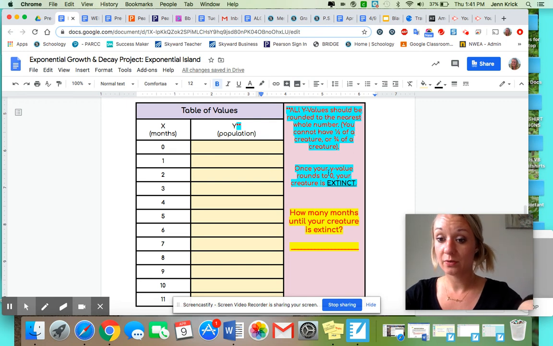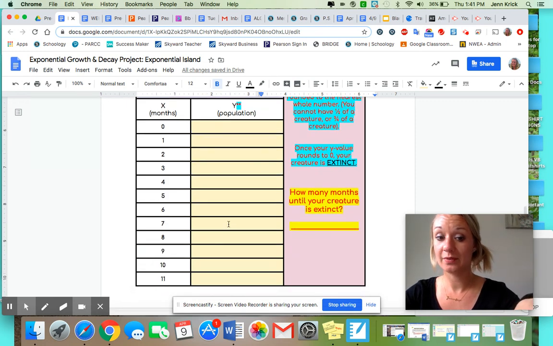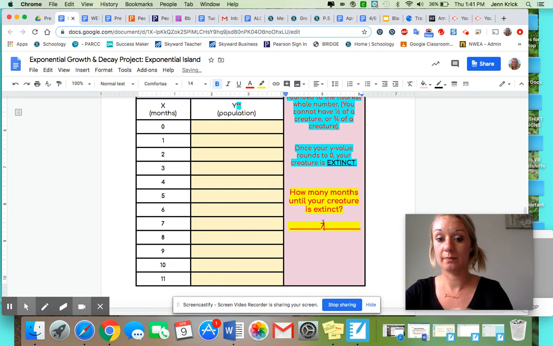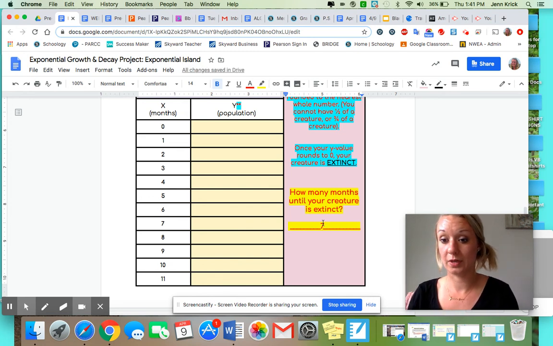Once your y value rounds to 0, so like let's say that in month 7, I was at like 0.3 of a creature, that rounds down to 0, you're done. Your population is extinct. You don't need to fill out the rest of the table here. And then I'd say it took 7 months until my population went extinct.